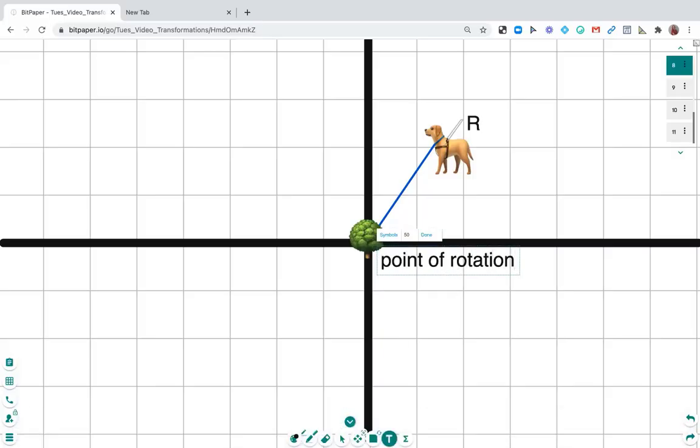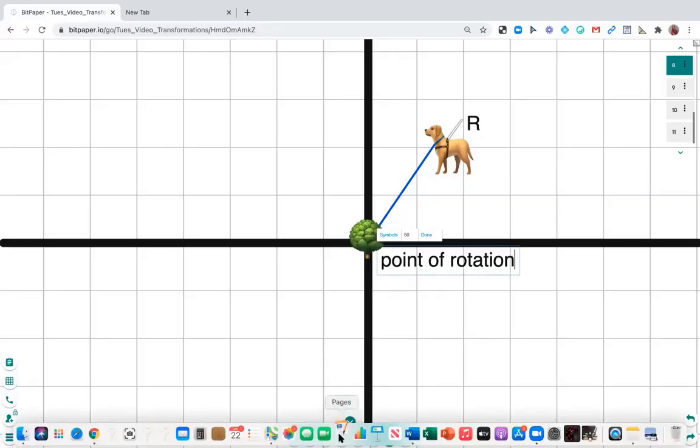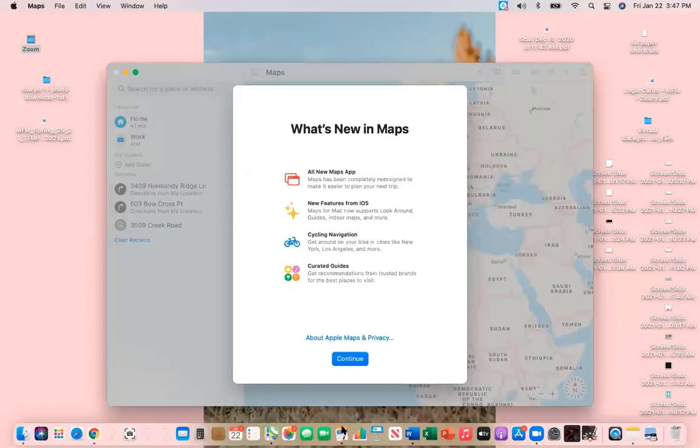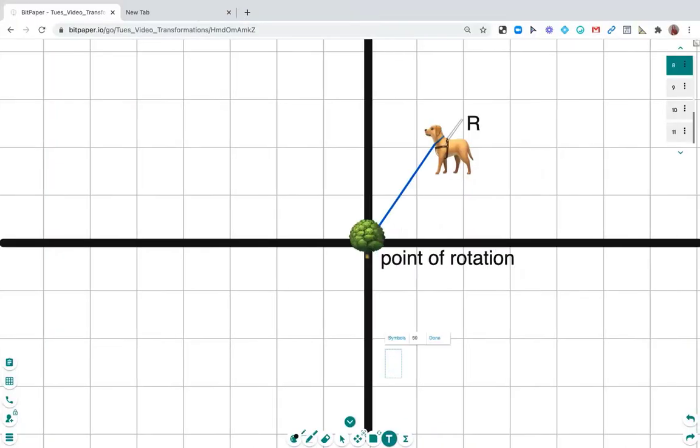The point of rotation is where the image, pre-image, rotates around. So we're going to take him, and I have to keep him attached to my point of rotation. But then if I start rotating him, let's say we're going to rotate him clockwise. And say we're going to rotate him 90 degrees clockwise.